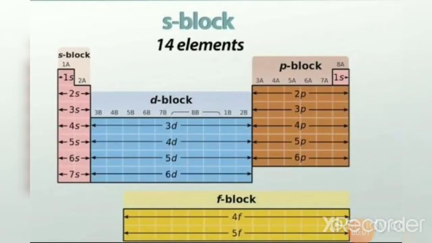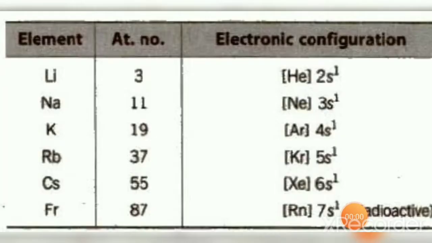Other than classifying elements into groups and periods, elements can also be classified into 4 blocks, namely S block, P block, D block and F block elements. This is based on the type of orbital that gets filled with electrons.